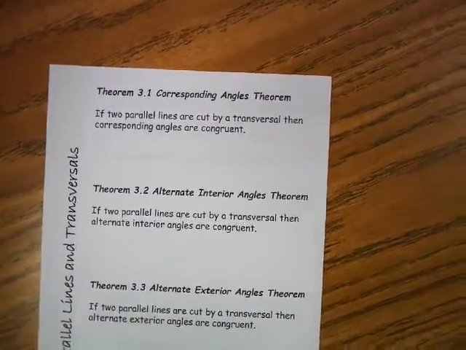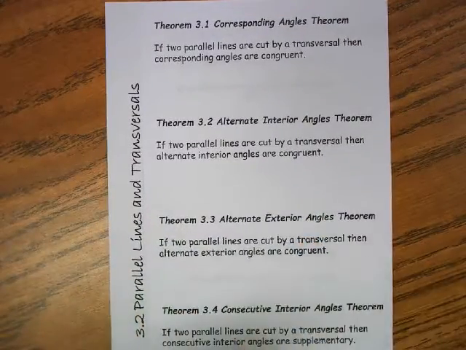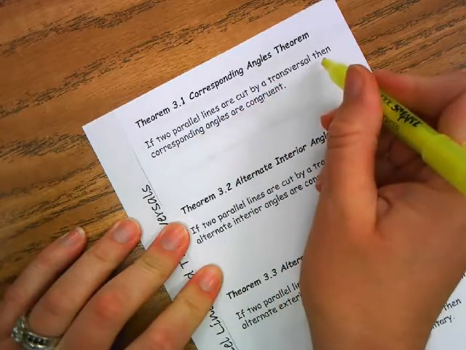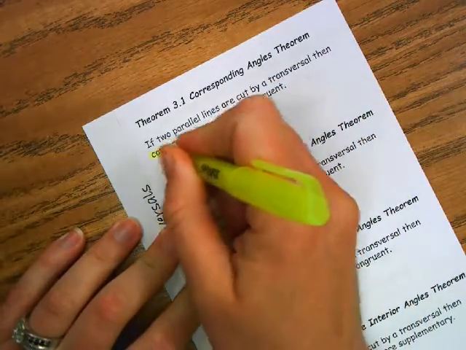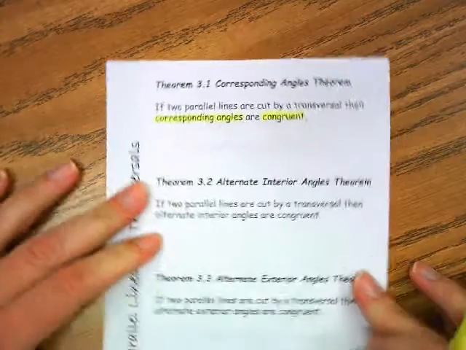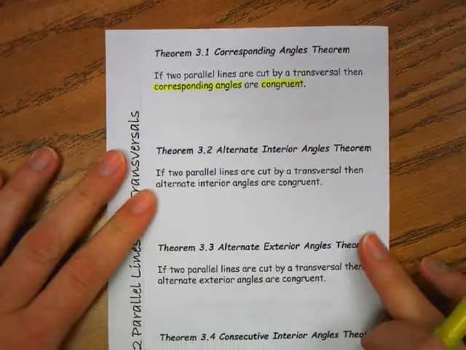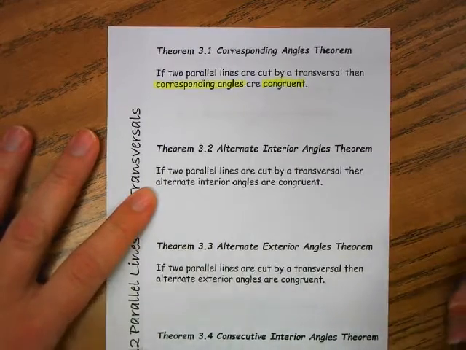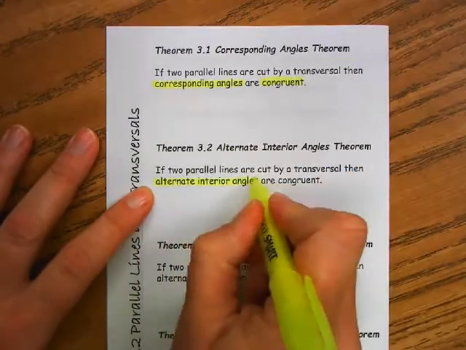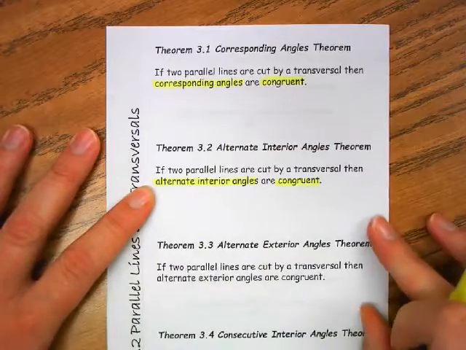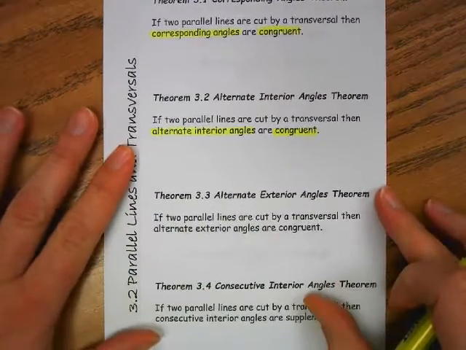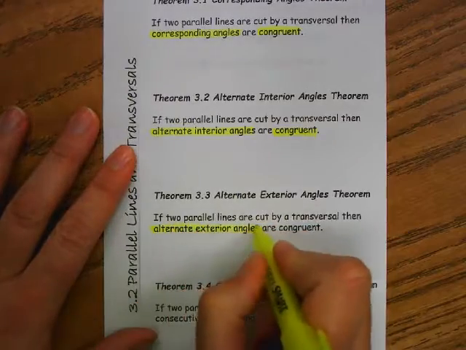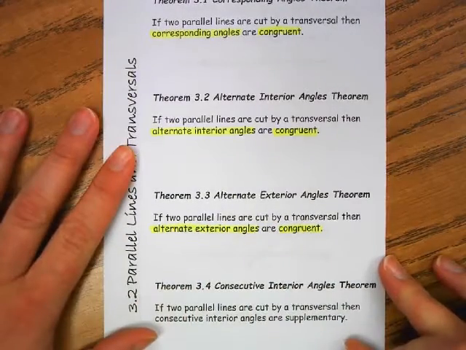So looking at corresponding angles, the theorem states that if two parallel lines are cut by a transversal, then corresponding angles are congruent. Theorem 3.2 states that if two parallel lines are cut by a transversal, then alternate interior angles are congruent. Theorem 3.3, if two parallel lines are cut by a transversal, then alternate exterior angles are congruent.